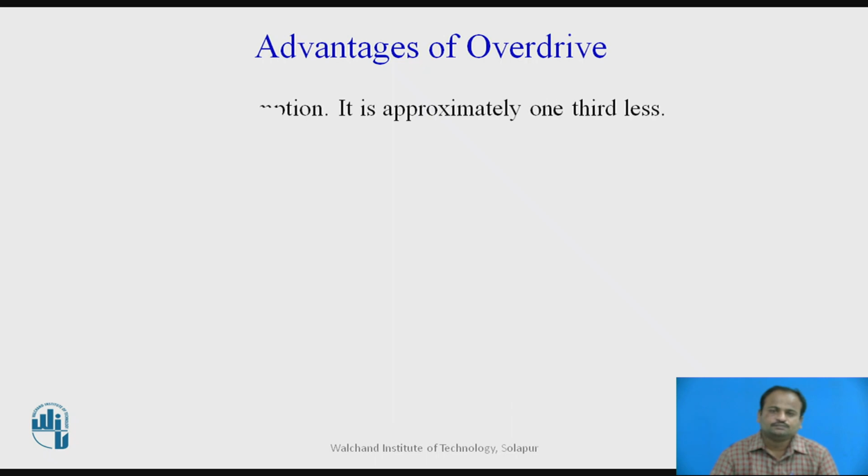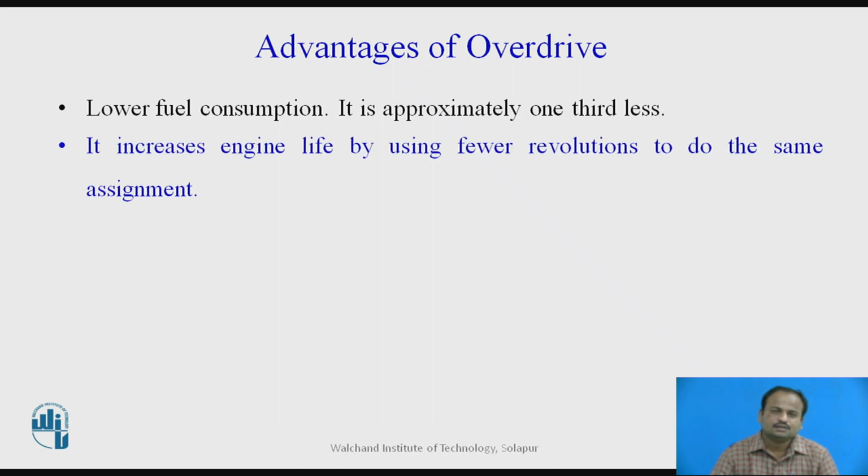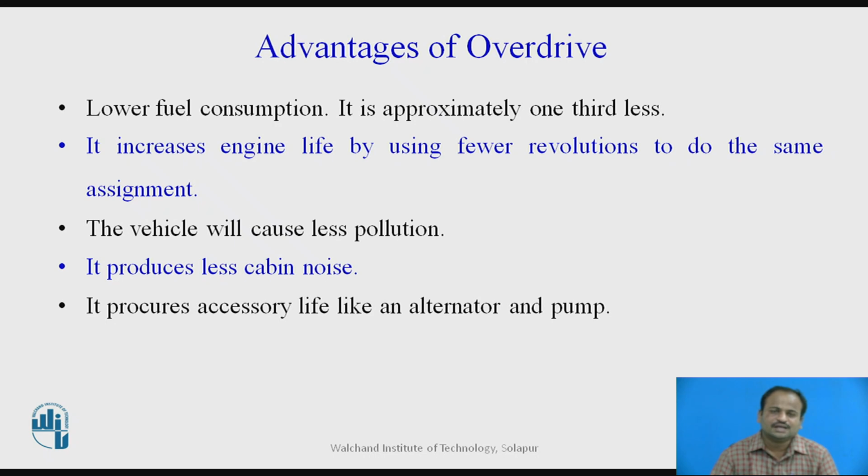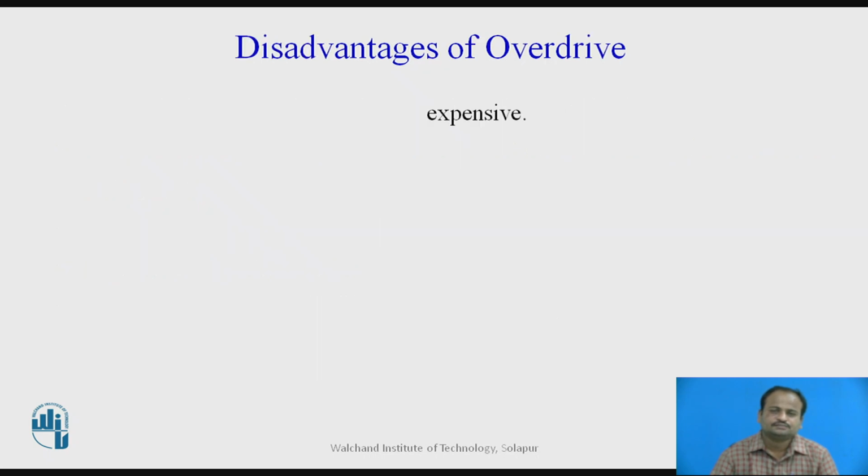Advantages of overdrive: lower fuel consumption, approximately 1/3 less. It increases engine life by using fewer revolutions to do the same assignment. The vehicle will cause less pollution. It produces less cabin noise. It increases accessory life, like the alternator and pump.